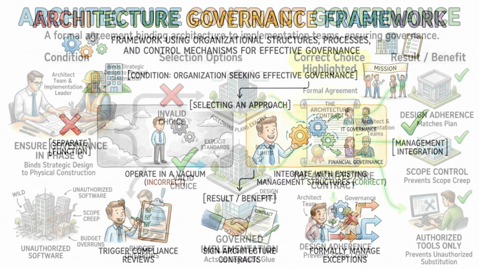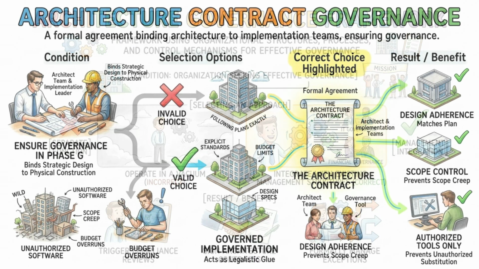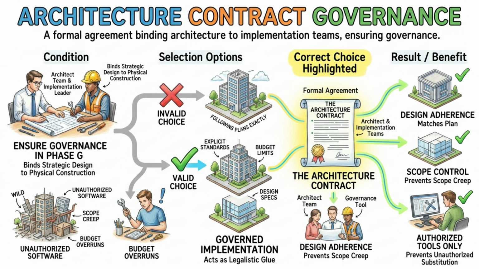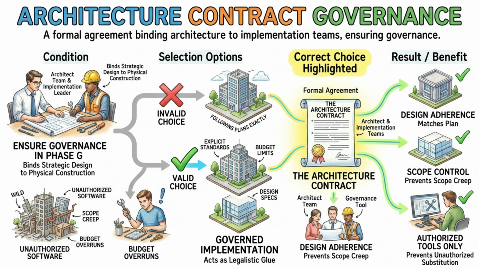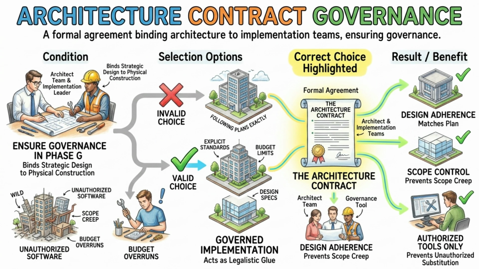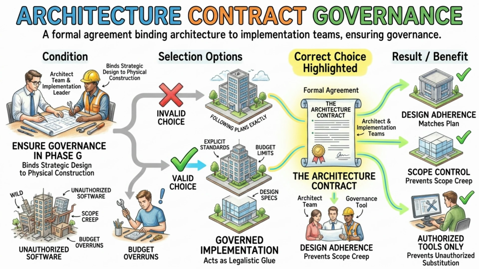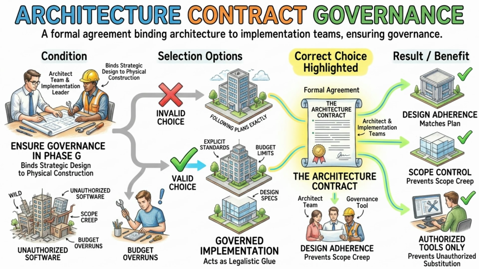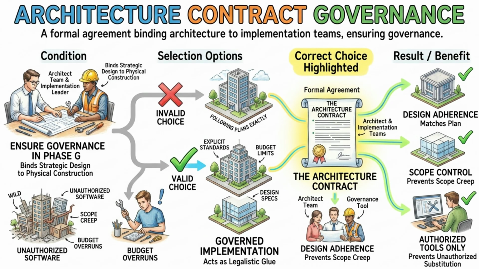One of the primary tools used to enforce governance is the architecture contract, which is a formal agreement between the architecture team and the implementation teams. Created during Phase G, this contract explicitly outlines the technical standards, budget limits, and design specifications the developers must follow. It prevents scope creep and ensures that builders do not substitute approved software with unauthorized tools. Exam scenarios often highlight architecture contracts as the legalistic glue that binds the strategic design to the physical construction process.